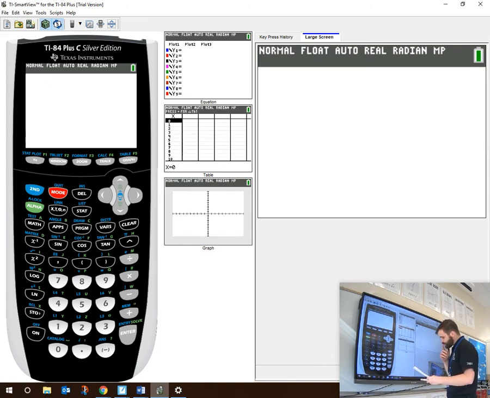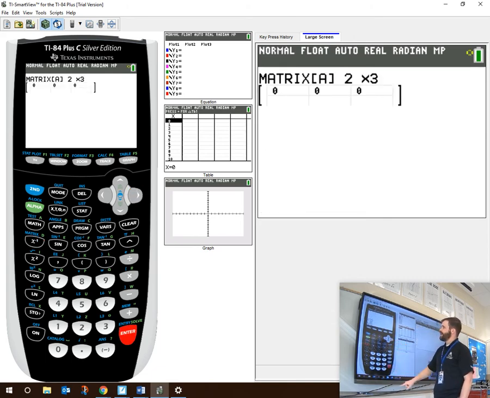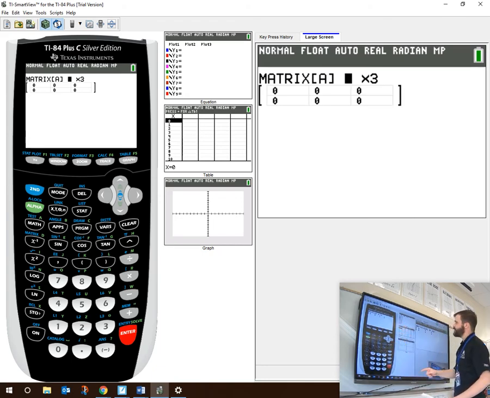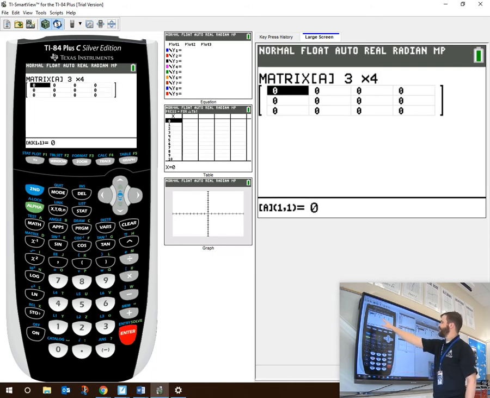But what I'm going to do first and foremost, we see this blue matrix here on the left side. It's above the x negative 1. That's where we're going to be playing in. So we're going to go second matrix. Then we're going to go over twice to edit. I'm going to click enter, and you can see there's already kind of a matrix that I put in here. But this matrix is not a 2 by 3. It is a 3 by 4. So I'm going to hit 3, enter, 4, enter. So it creates a matrix that is a 3 by 4.